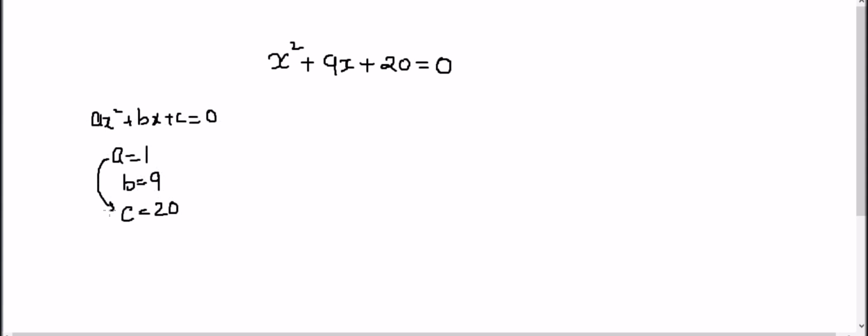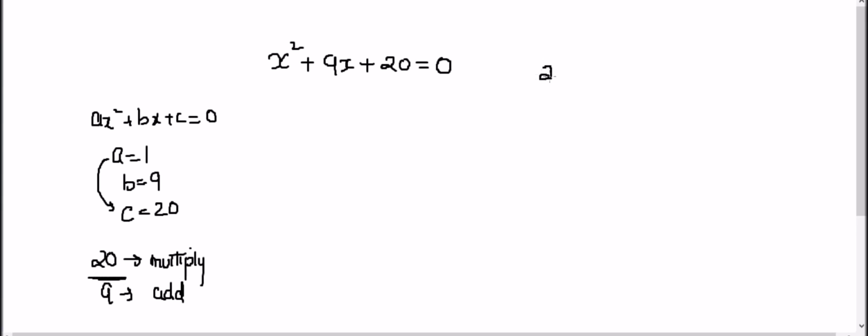So the product of a and c is 20 and b is 9, which means we have to find two numbers which will give me 20 when I multiply them, and if I add them I should get 9. So I have to start with the factors of 20, because we need to find two numbers. When I multiply them I'll get 20. That means we need to work out the factors of 20.